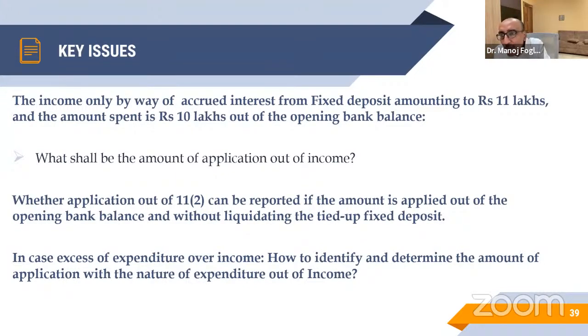Then those tied up funds become unrestricted funds, because till the date of expenditure, those tied up funds are section 11(2) restricted investments. So the moment you spend it from other sources, other cash balances, to that extent those FDRs become unrestricted investments. So this is what my understanding is.